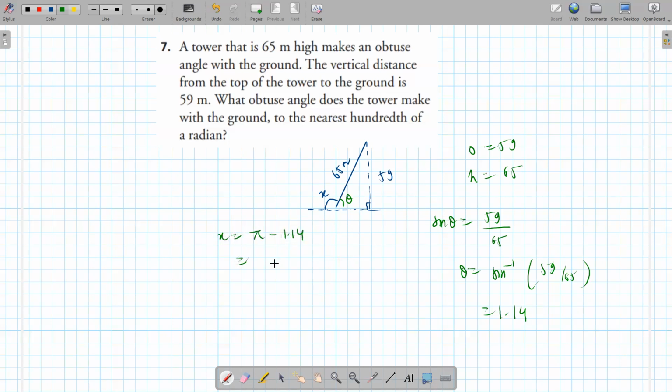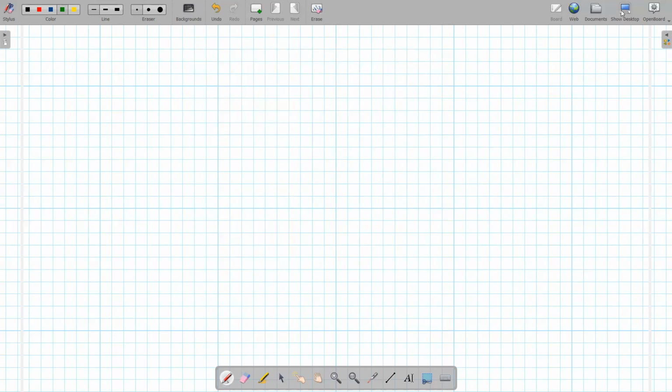So that's like 3.14 minus 1.14. That's like 3.00. I got 2.00. Yeah, you're right. I'm wrong. There we go. That's the answer: 2.00 radians. Okay. That one was easy. Yeah, it just looked difficult, but it wasn't.